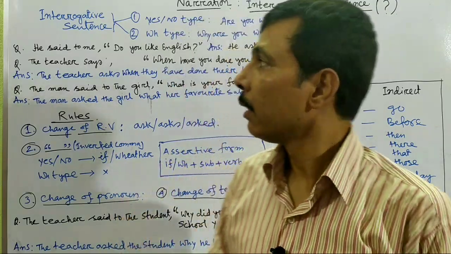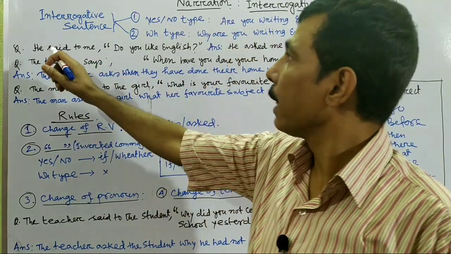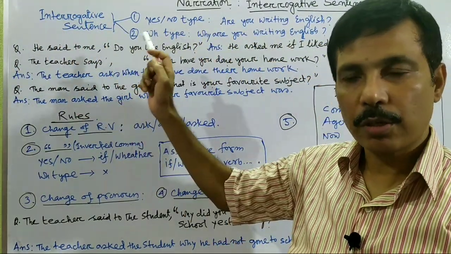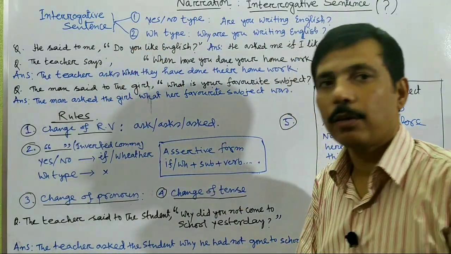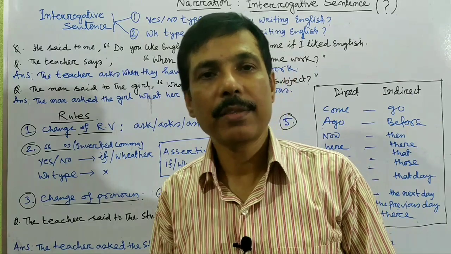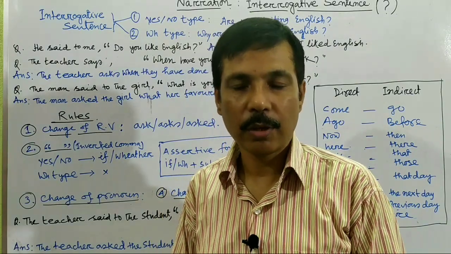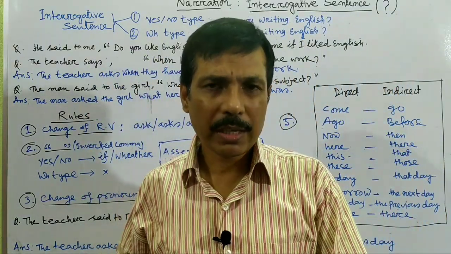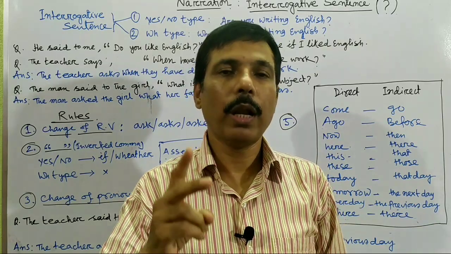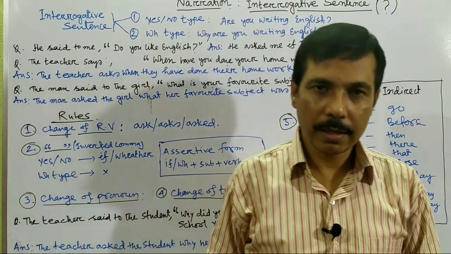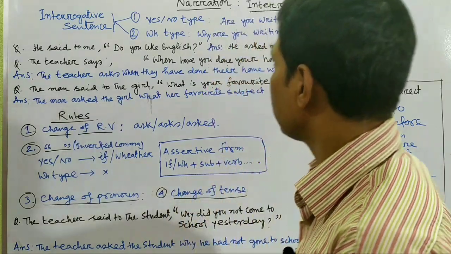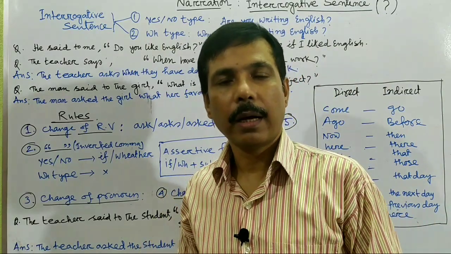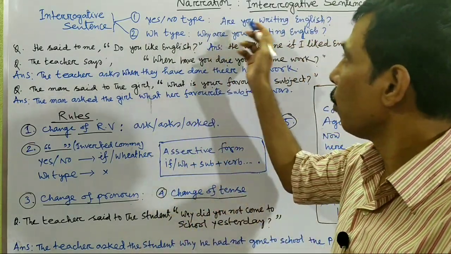Now I have written some examples here. Before that, we should know the types of interrogative sentence. There are two types. The first one is the yes or no type. Why is it called yes or no type? Because the answer to the question must be yes or no. If we ask a million people the same question, there must be two answers: one is yes and the other is no. For example, are you writing English? If you ask this question to a lot of people, their answer must be yes or no. So it is called yes or no type question.